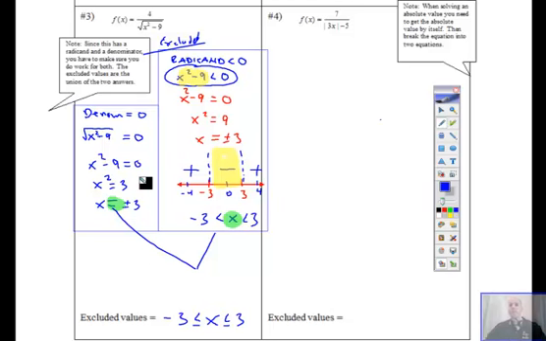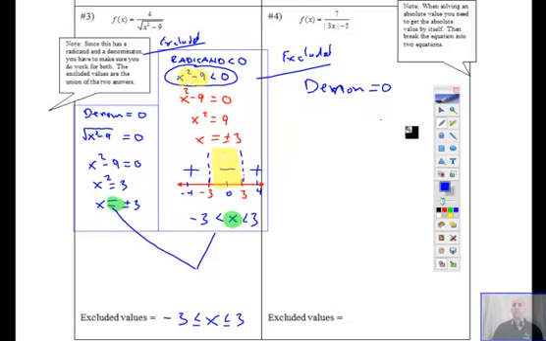Number 4, f of x equals 7 divided by the difference of the absolute value of 3x and 5. When solving an absolute value problem, you need to get the absolute value by itself. That's important. Refresh your memory on how to do absolute value. First of all, we're trying to find excluded values. Notice the beautiful penmanship.